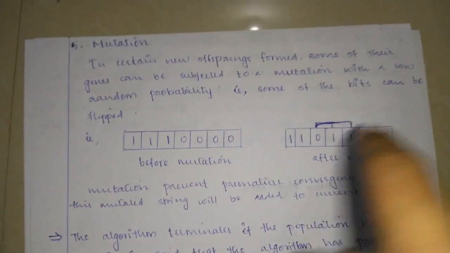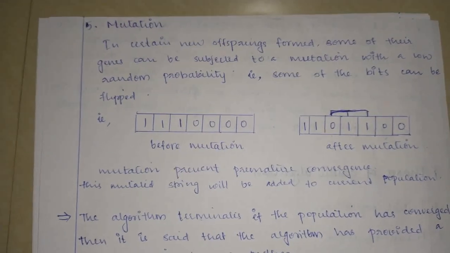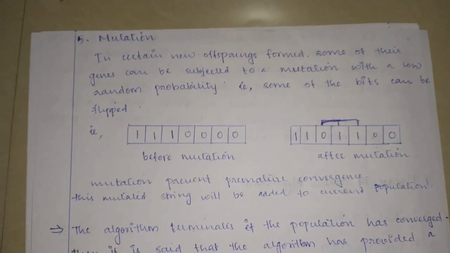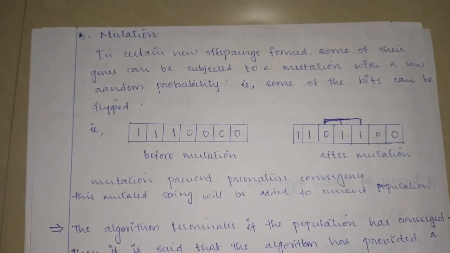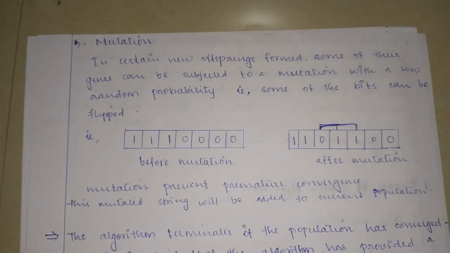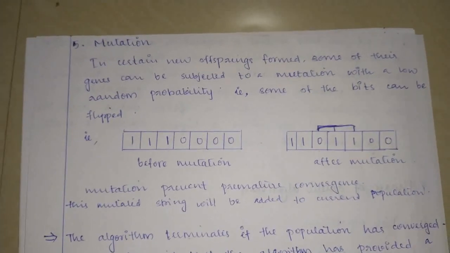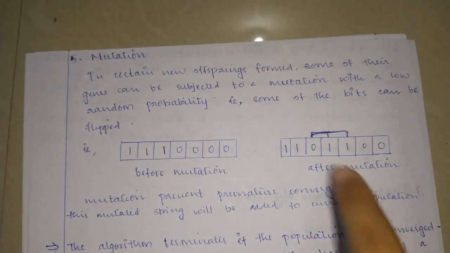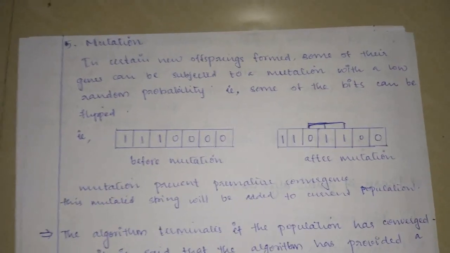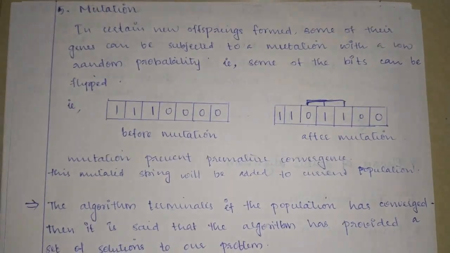is like this. So this mutation is used to prevent premature convergence. Premature convergence means convergence of the algorithm before the global optimal solution is reached. So we need to prevent premature convergence, and in order to prevent it, mutation is used. And this new mutated string will be added to the current population. So these are all the phases of GA.